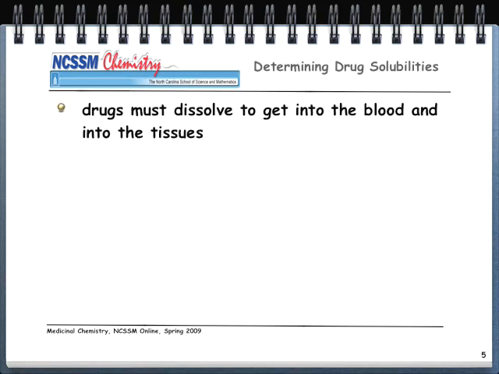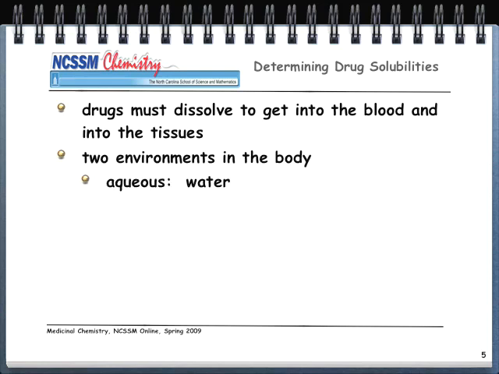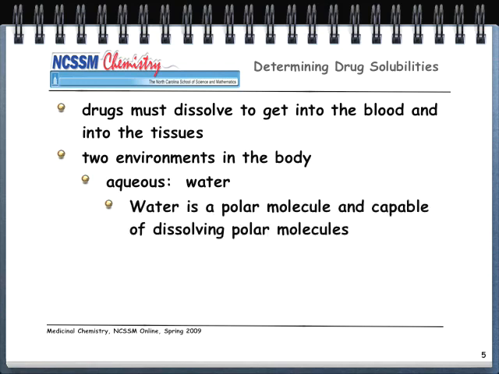Determining drug solubilities. As I've alluded to already, drugs must dissolve to get into the blood and into the tissue. And the problem is that there are two environments in the body. There's an aqueous environment, which basically means a water-based environment. You basically are a large glass of water. Most of your body consists of water, and that's the primary environment into which we're putting drugs. Water, as you should know, is a polar molecule and capable of dissolving other polar molecules. Like dissolves like, so polar dissolves polar.